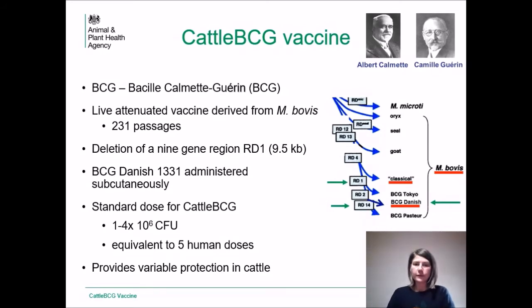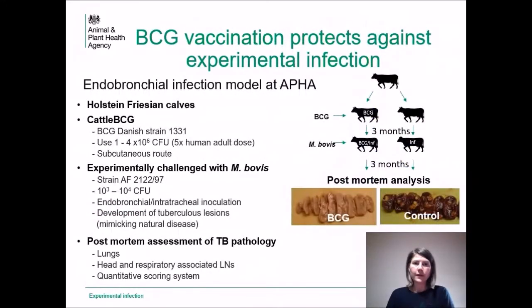We know from experimental studies and also studies in the field that vaccination provides variable protection in cattle. At APHA, Martin Vordermeier and his team have developed an endobronchial infection model, which allows them to look at the efficaciousness of BCG vaccination in cattle. And I thought I'd just very briefly explain to you how this model works.